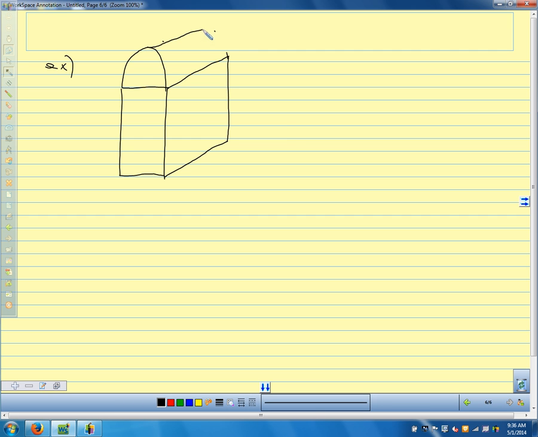Draw this a little better. There we go. Over there. And this is 11 inches, 6 inches, 12 inches, and this whole thing is 17 inches tall. And we want to find the volume.